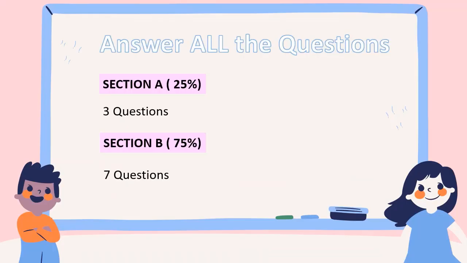There are two sections in PSPM2 for the paper SM025. Section A is 25% with 3 questions. Section B is 75% with 7 questions. So in total there are 10 questions.